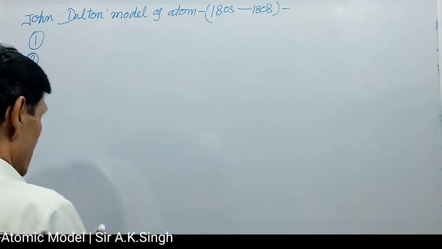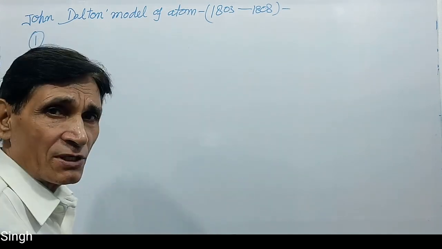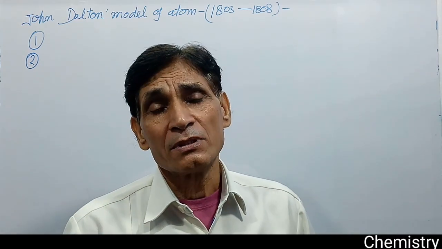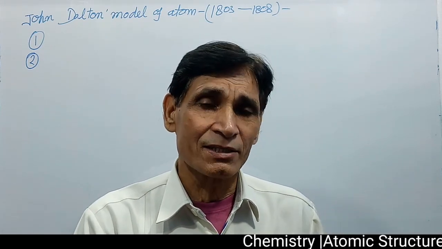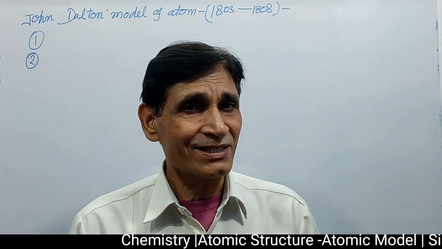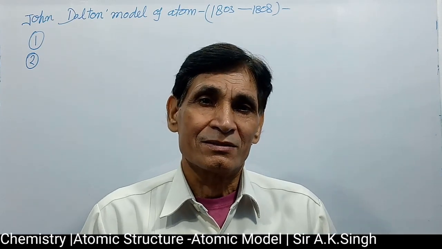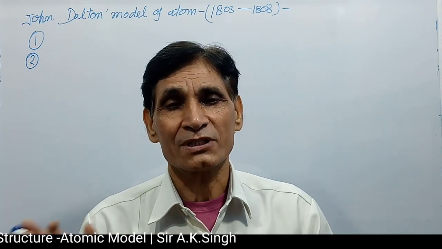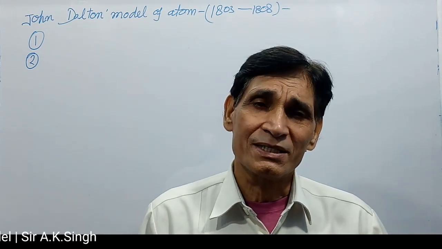Second point: atom can neither be created nor destroyed. You cannot make it, nor is it destroyed. Therefore, a chemical reaction is only a rearrangement of atoms, so the number of atoms must be the same before and after the chemical reaction. The number of atoms must remain the same, because an atom can neither be created nor destroyed.